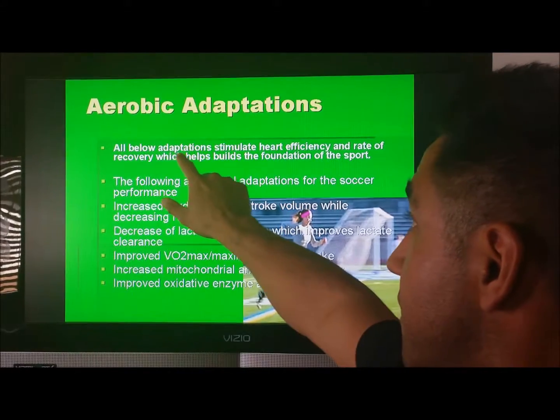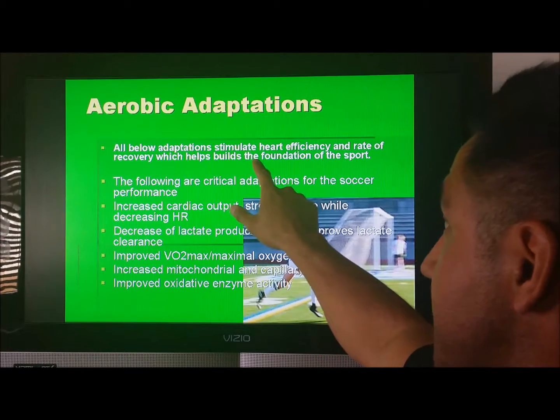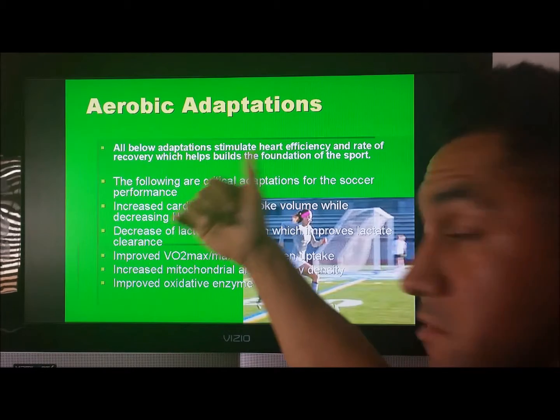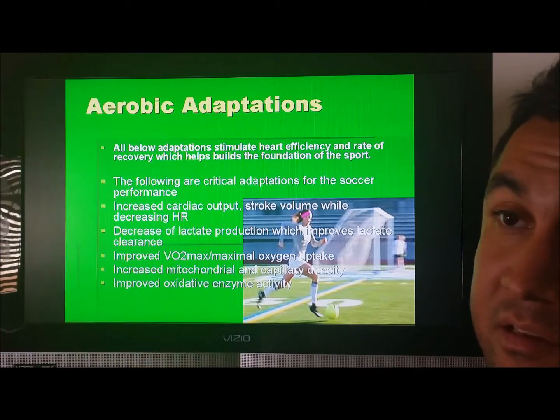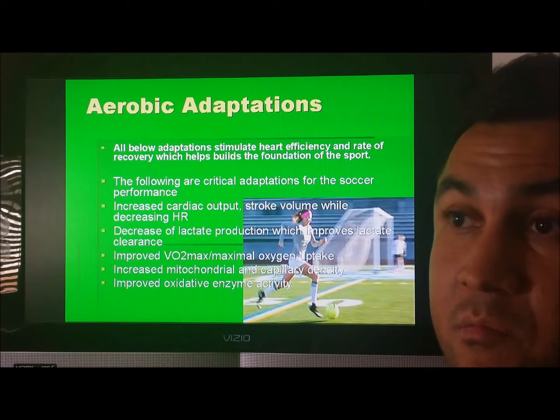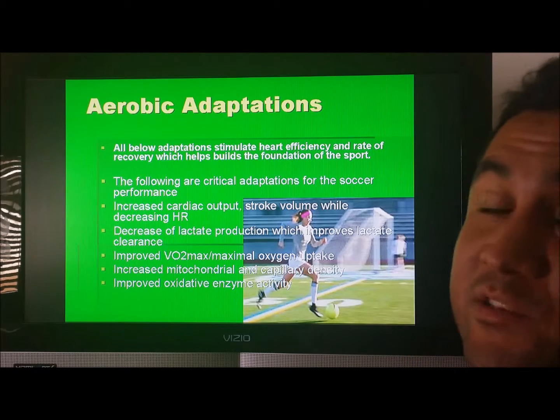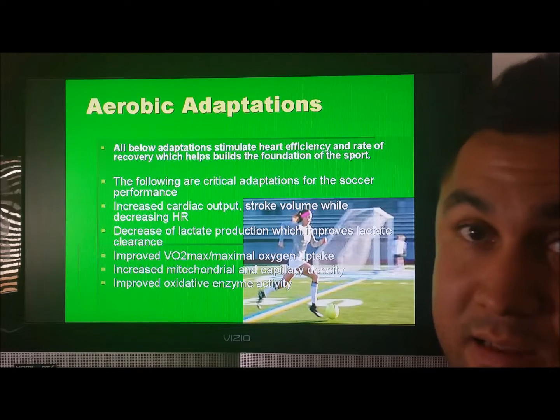As you can see here, all the adaptations below stimulate heart efficiency, which is huge, and the rate of recovery, which is again huge. We want that athlete to be able to go through those powerful bouts, do their intermittent walking and jogging, and be able to recover and last that entire game.